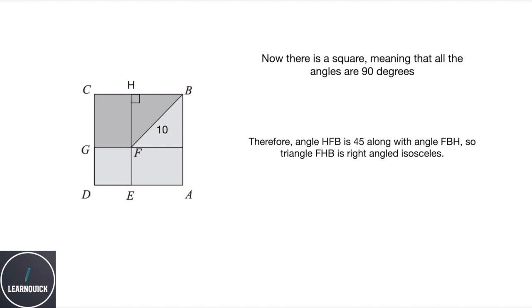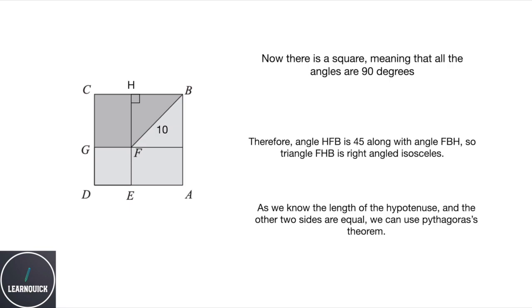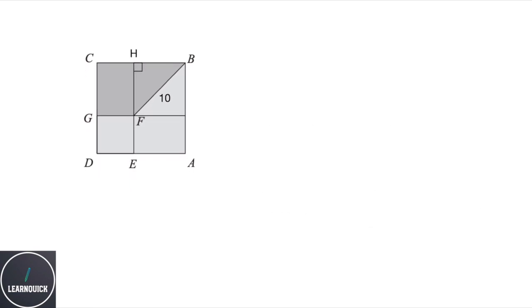This tells us that triangle FHB is a right angled isosceles, so it has a right angle and two angles are the same. So as we know the length of the hypotenuse being 10 and the other two sides are equal, we can use Pythagoras' theorem to find out the length of those sides. So, calling the sides x, we have 2x squared equals 100, as it's x squared plus x squared equals 10 squared. So, dividing by 2 on both sides, we get x squared equals 50, and square rooting 50, we get the square root of 50 for now. I'm going to leave it like that. So, let's label that side.